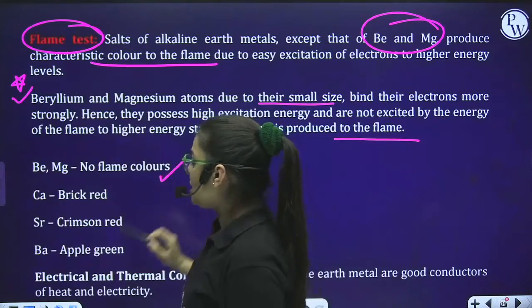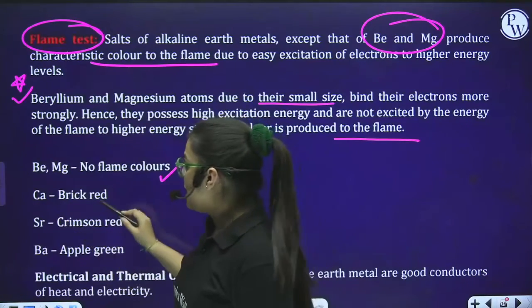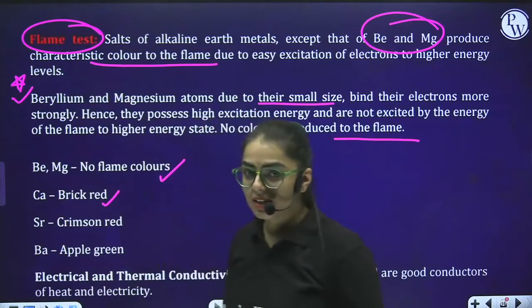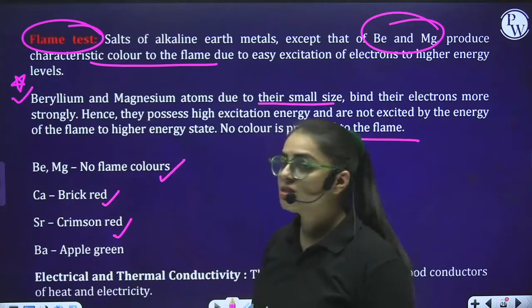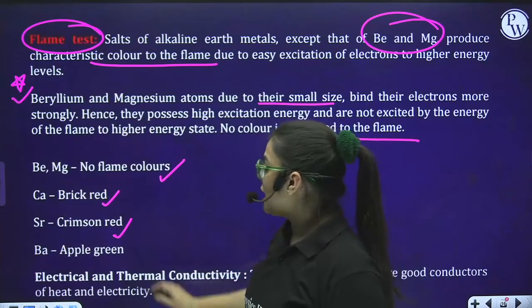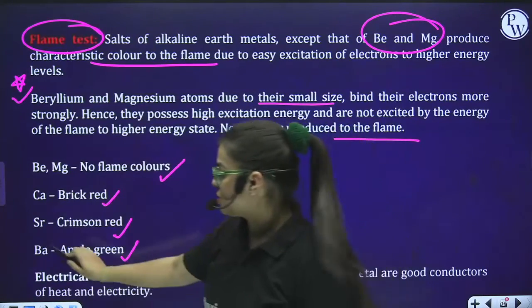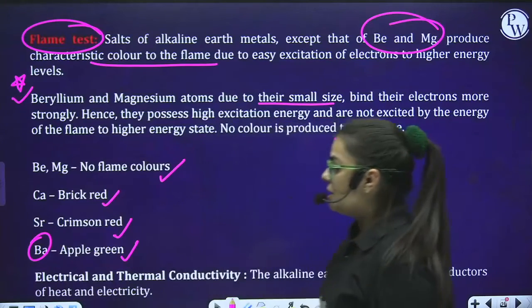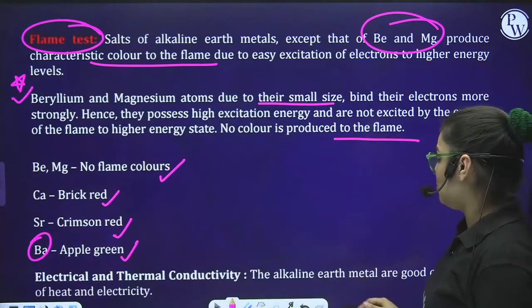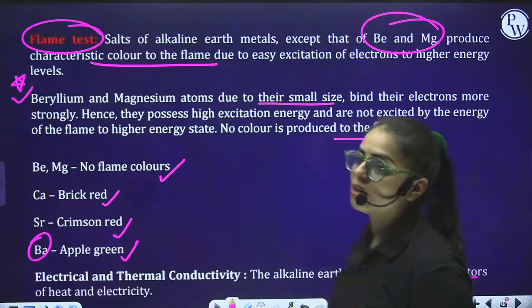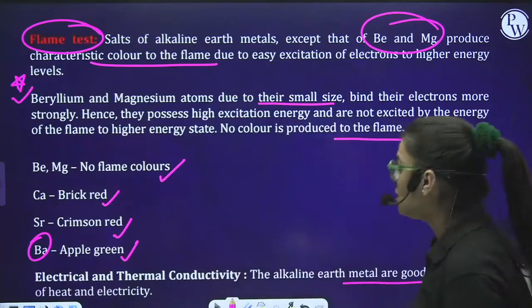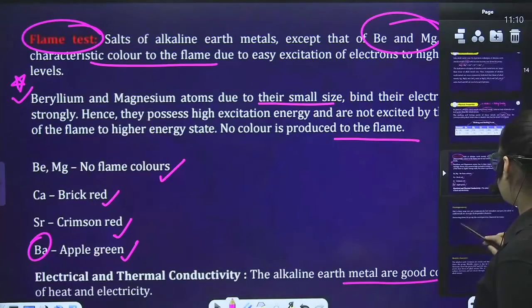Talking about flame colors, there is no color with regard to beryllium and magnesium, but with regard to calcium, it's brick red. With regard to strontium, it's crimson red. With regard to barium, it's apple green. Now this is also asked a lot of times, right? Now talking about electrical and thermal conductivity, the alkaline earth metals are good conductors of heat and electricity. So this is also a thing which I feel you all should know.